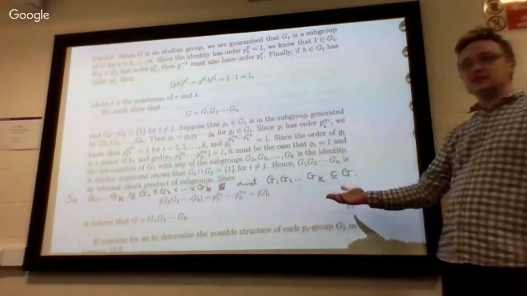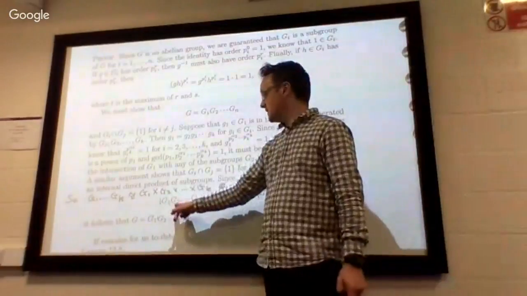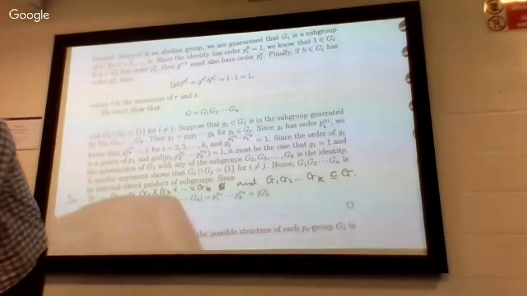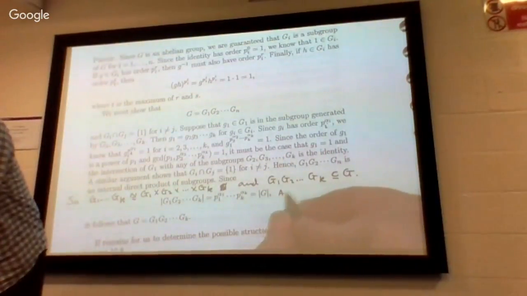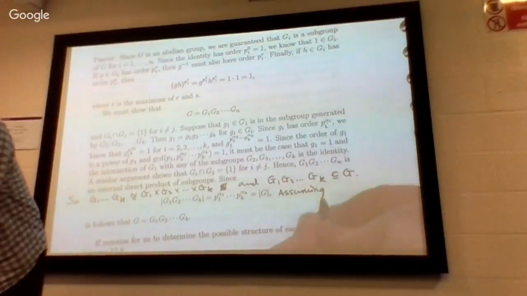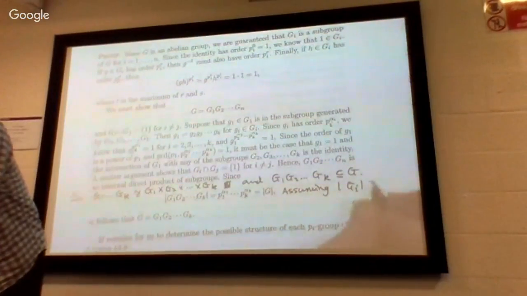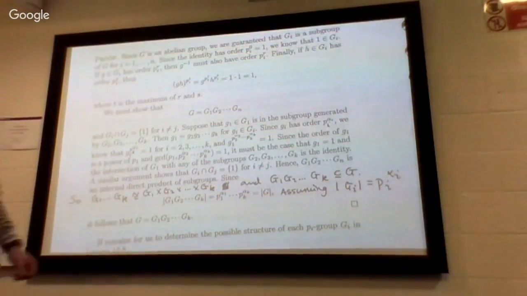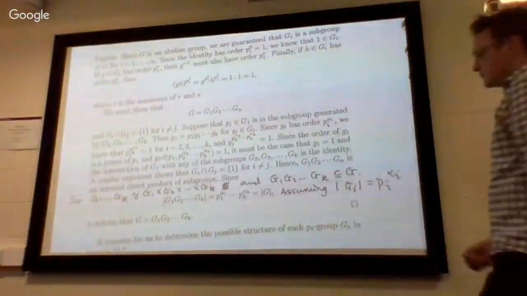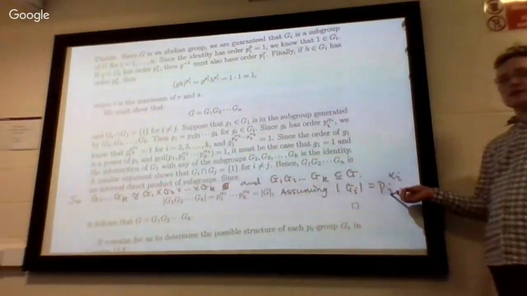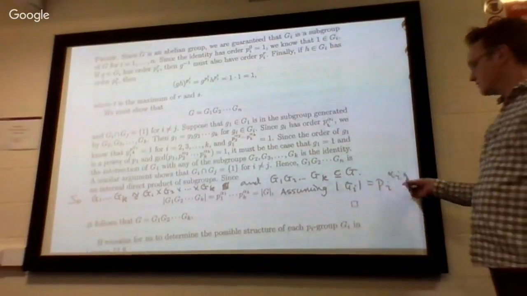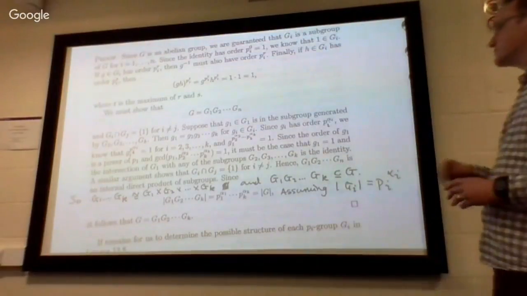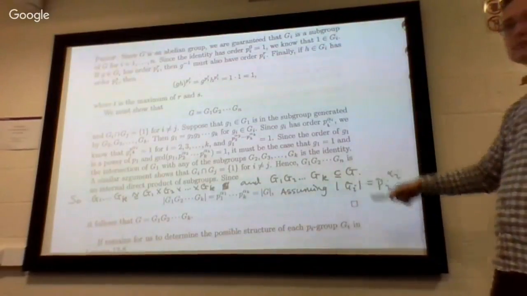He's using a size argument. But what he doesn't yet know is that the size of Gi is pi to the alpha i. So this assumes, without justification, that we can say the size of Gi is equal to pi to the alpha i. Okay, but we can't say that yet. The previous lemma isn't strong enough to give us that. The previous lemma just says that the size of this is some power of pi. So we have to worry about the fact that it might be a smaller power than this. Tomorrow afternoon, first thing we'll do is fix this gap.